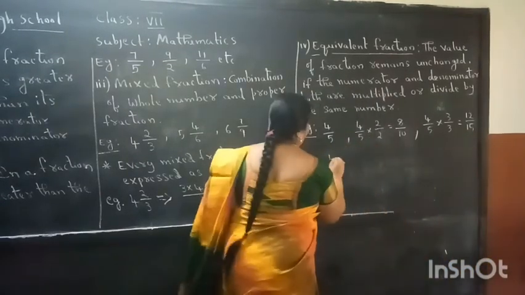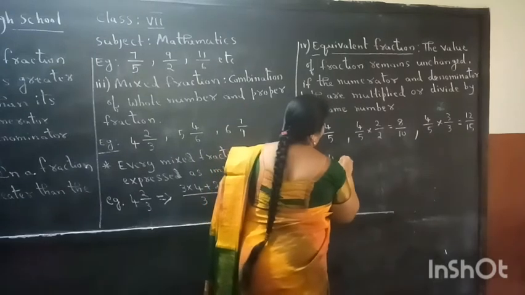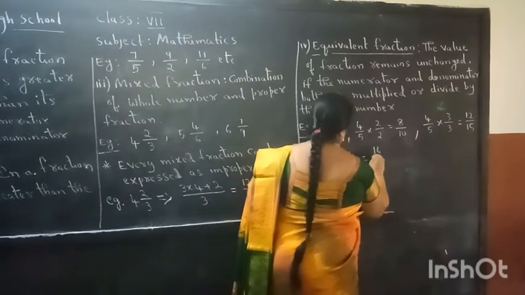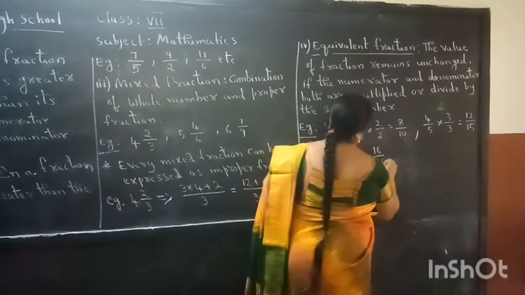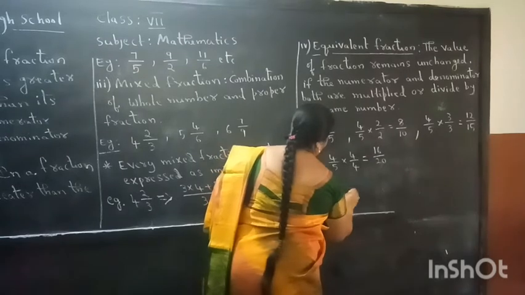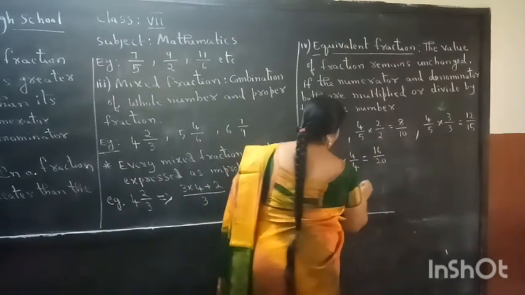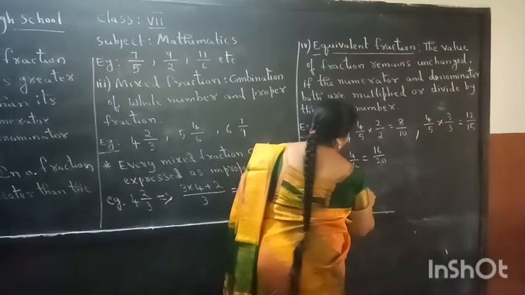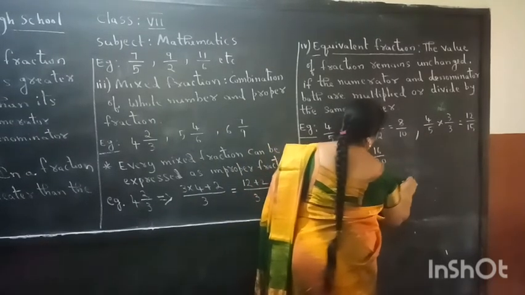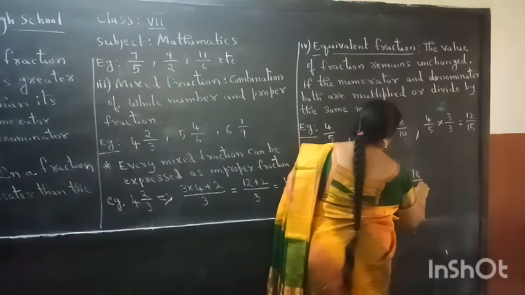Again 4 by 5 multiplied by 4 by 4. 4 4s are 16, 5 4s are 20. So you see, 4 by 5 is equal to 8 by 10, equal to 12 by 15, equal to 16 by 20.